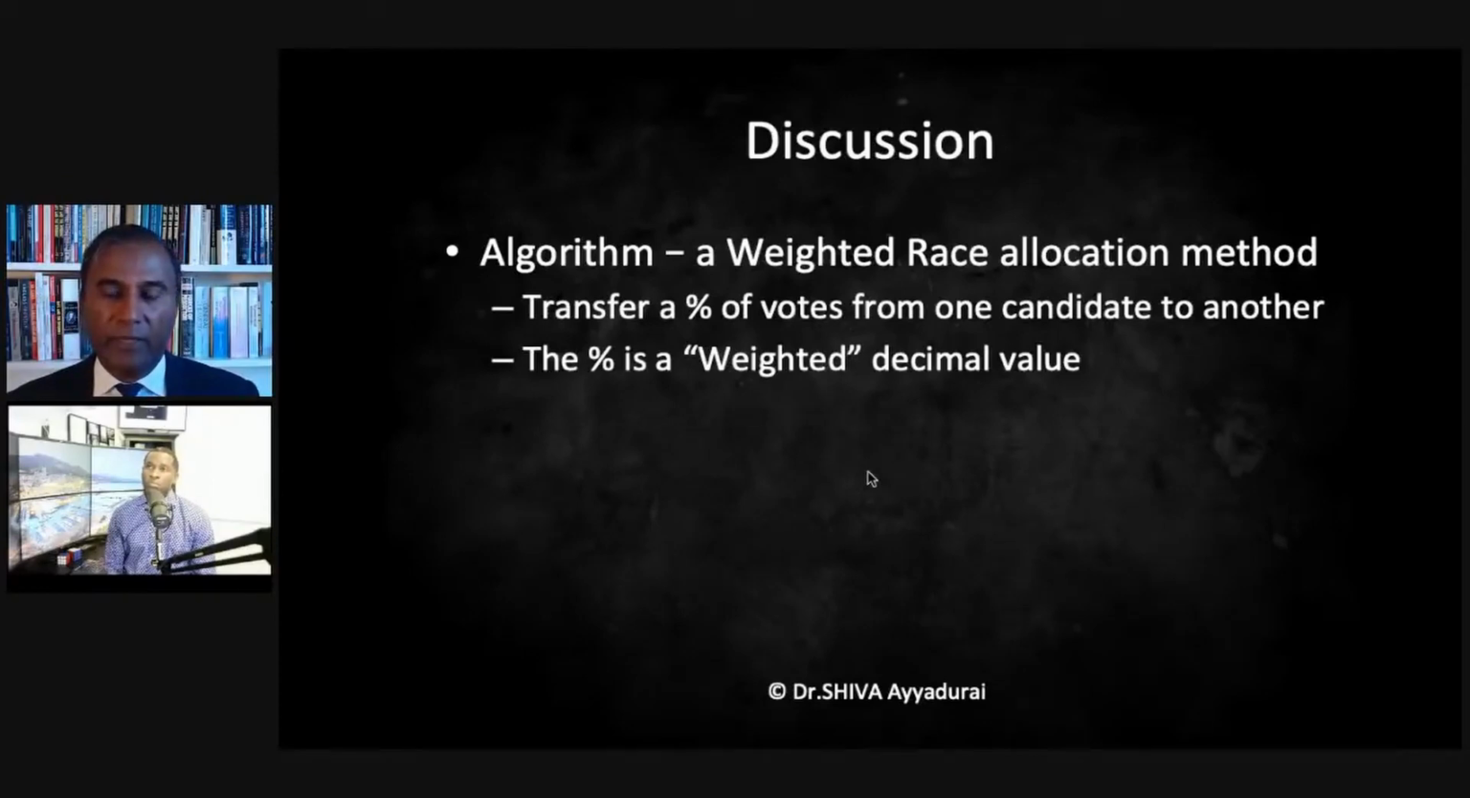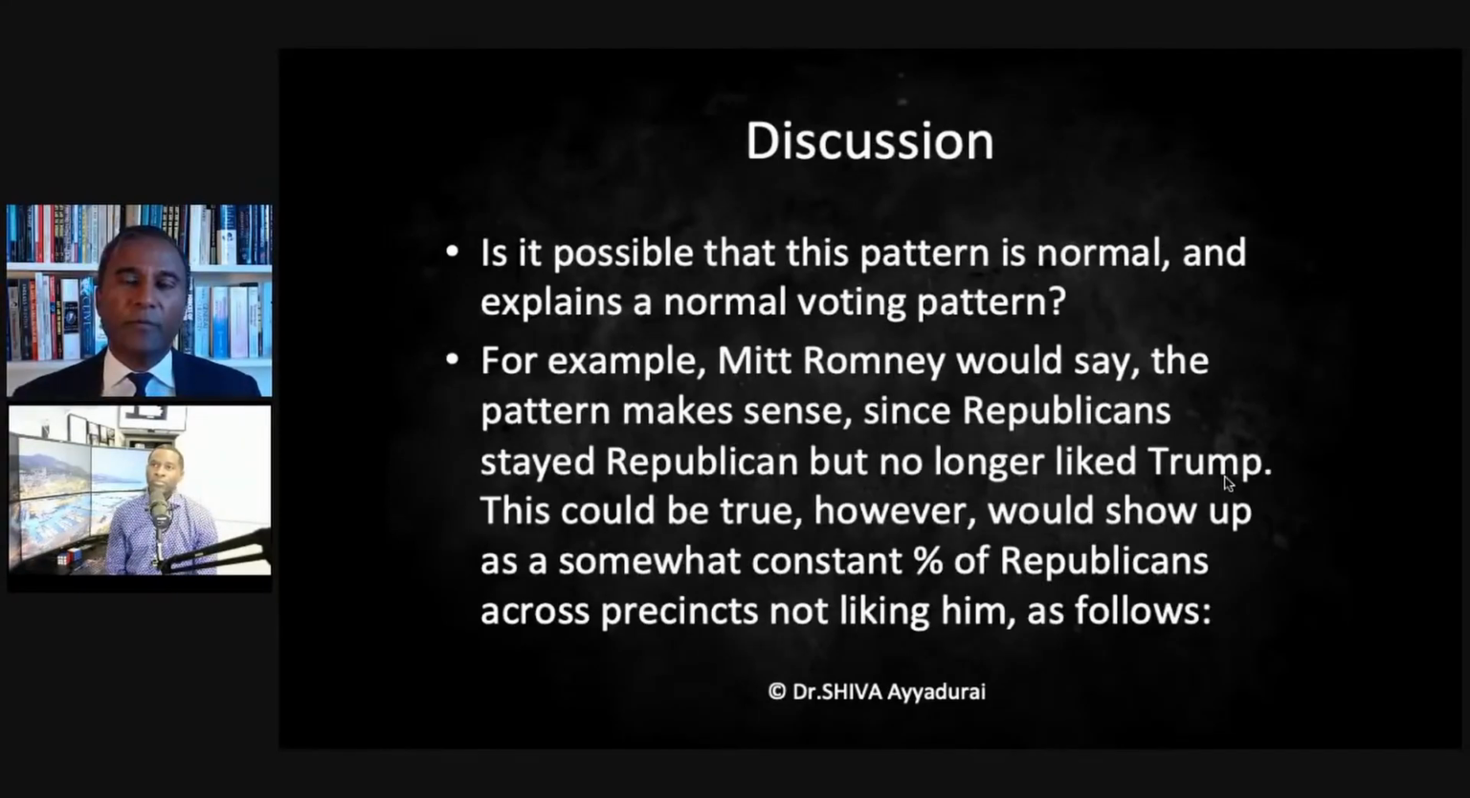It's a transfer of a percent of votes from one candidate to another. As we've discussed, the percent is a weighted decimal value. Mitt Romney says, look, Republicans broadly are still Republicans, but there's a percentage of them across the board who just don't like Trump, right? They just don't like him. Trump lost votes, and that's just the way it is, okay?